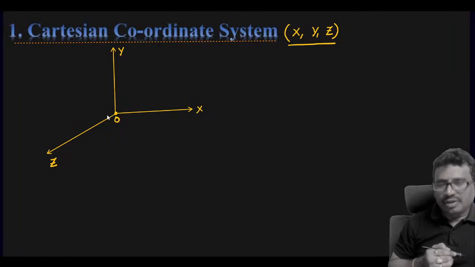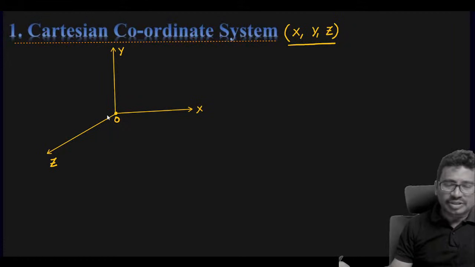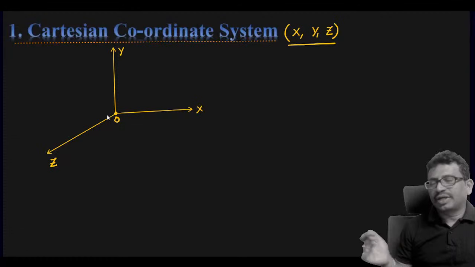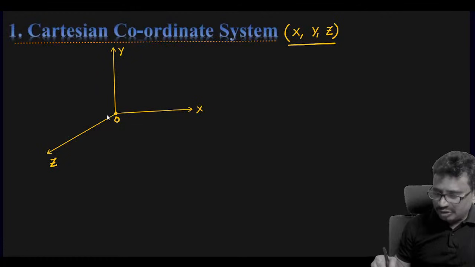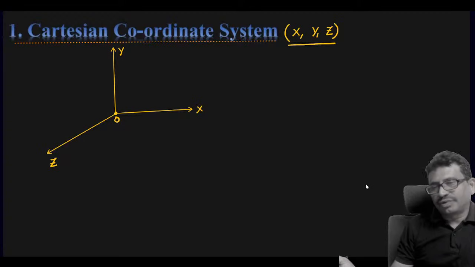Now, can you interchange the axes? Yes, we can interchange the axes, but we need to follow the order. You need to maintain x, y, z only. We should not jumble the order. We need to follow a right-handed system.